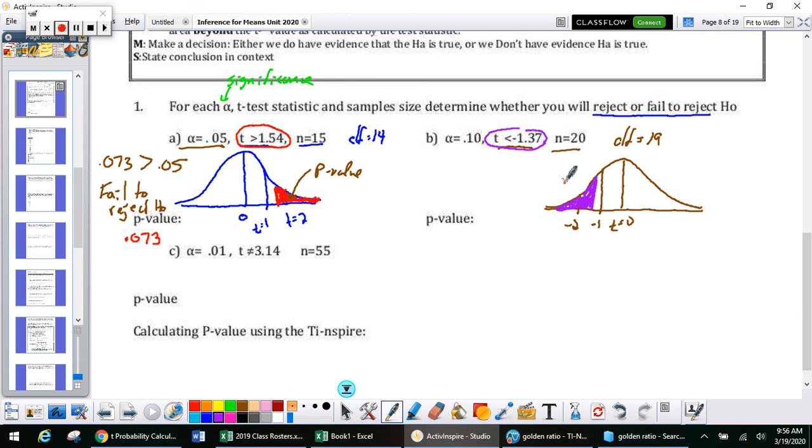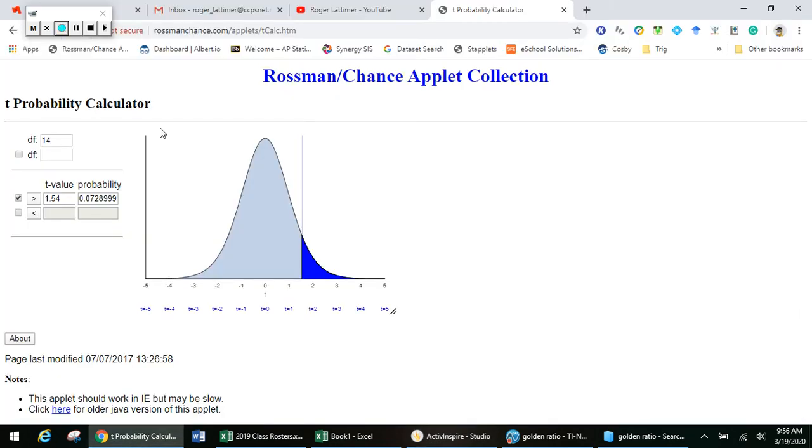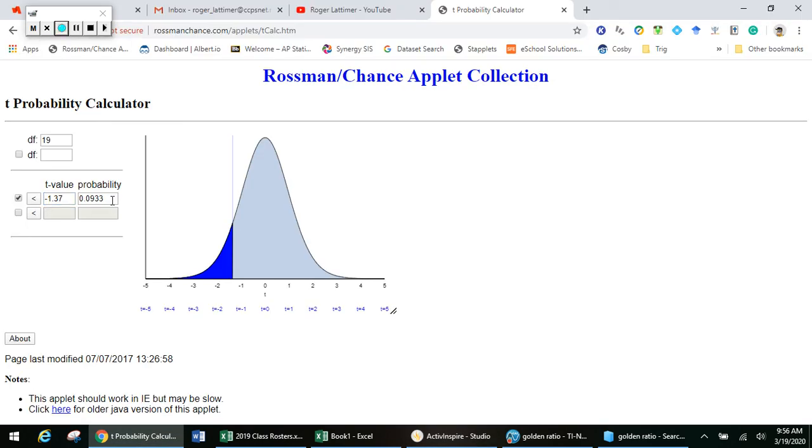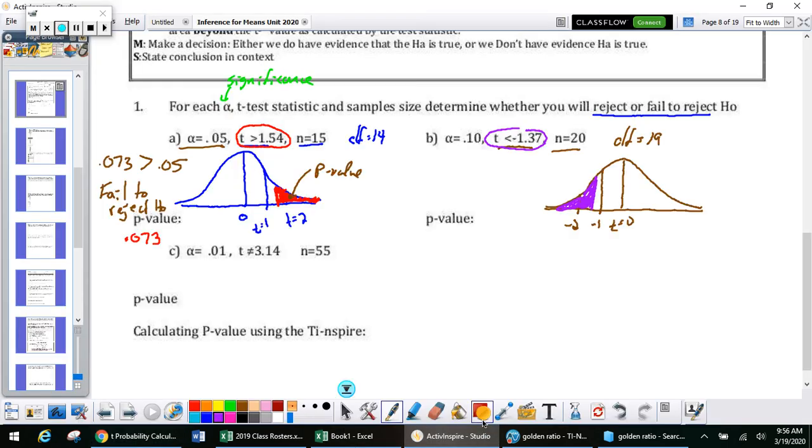I need to use some technology to help me figure that out. So again, I'm going to come back here, 19 degrees of freedom. I'm going to switch this to less than negative 1.37, I believe is what it was. Yep. Now my p-value is 0.0933. What do we notice about that p-value? 0.0933 is less than 0.10, so what would my decision be? Reject H0.